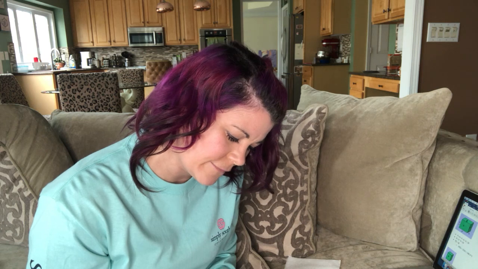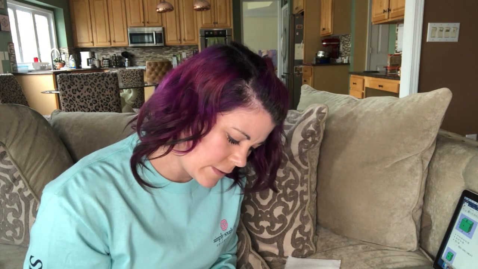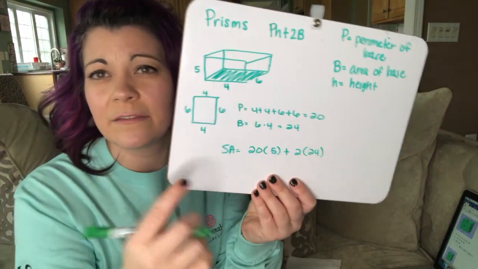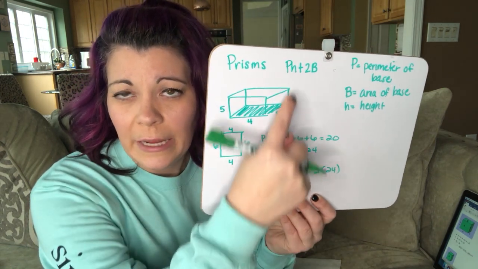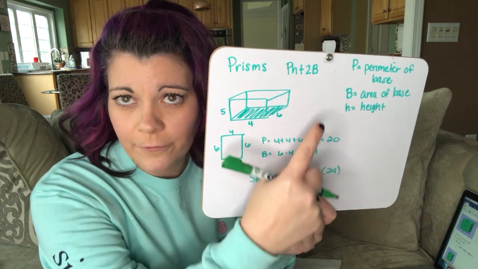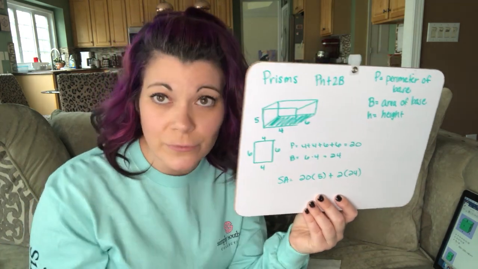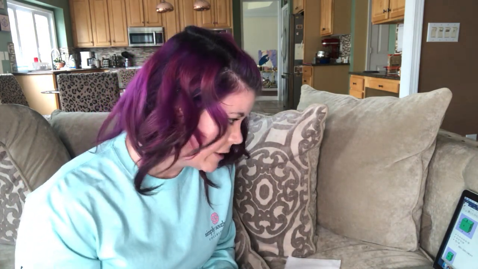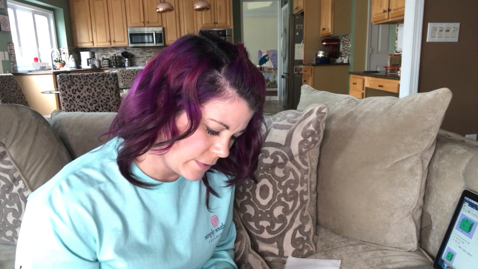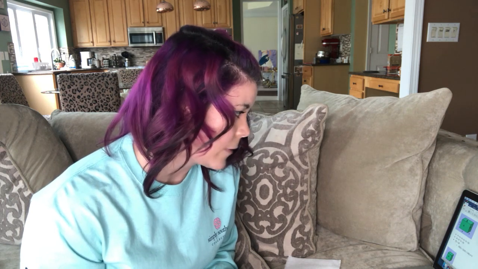Okay, so now I just take this and substitute it into that formula. So the big P is 20 times the height, which is 5, plus 2 times the area of the base, which is 24. So I've just taken this formula up here, and I've plugged everything in that I know. The P is 20, H is 5, plus 2 is in the formula, and then the big B is 24. And I'm just going to solve it using order of operations. If you don't know how to do order of operations, go ahead and watch that video. When you do order of operations, you'll get 148 inches squared.